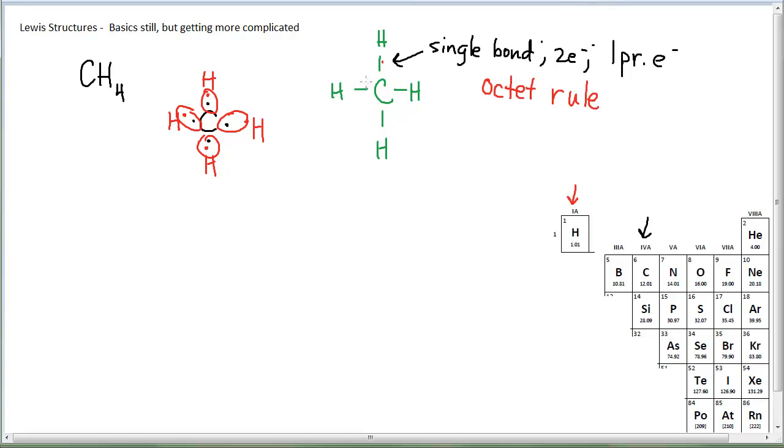Carbon has 2, 4, 6, 8. Each hydrogen, recall, does not want 8. Hydrogen wants 2, so each hydrogen has 2. The red dots are not actually part of this Lewis structure, they're just me counting around. So the green is the Lewis structure for CH4, and this is what I would see.